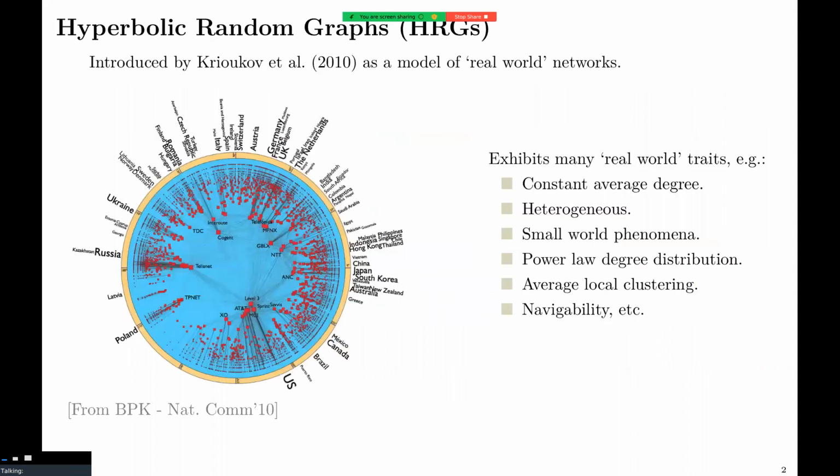So the hyperbolic random graph was introduced by Krioukov as a model for real-world complex networks, and they showed experimentally that this random graph model exhibits many real-world traits. The image on the left is from their work, where they demonstrated experimentally that it's a good model for the network topology of the internet.